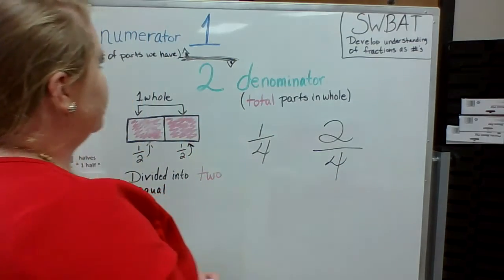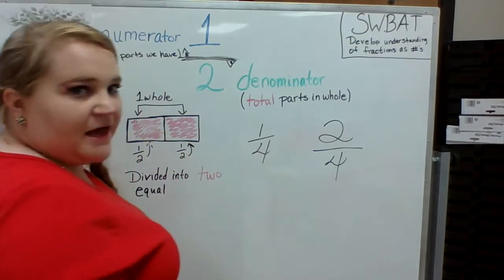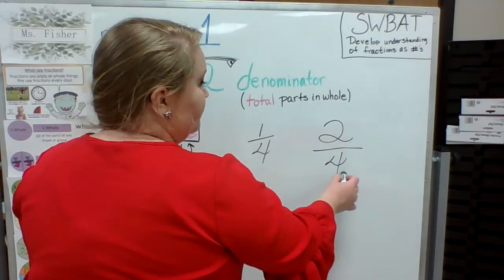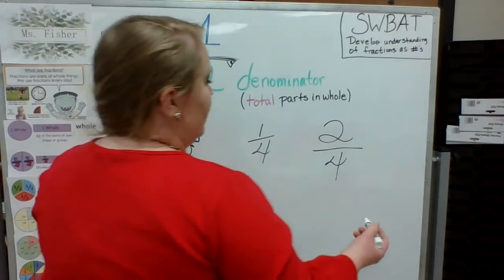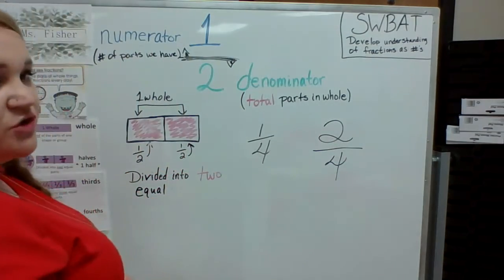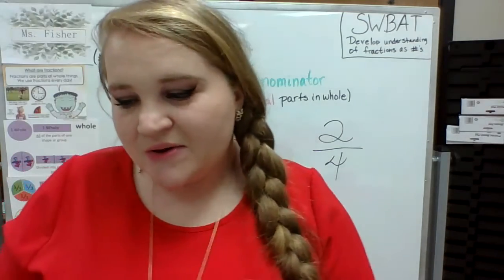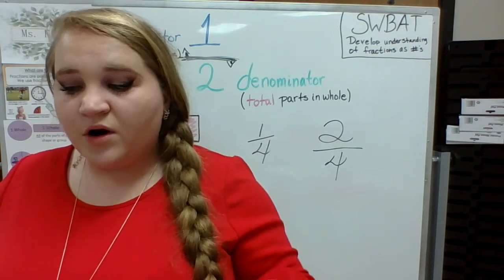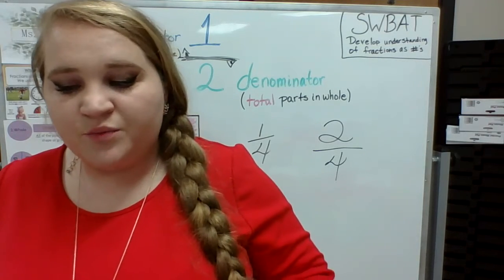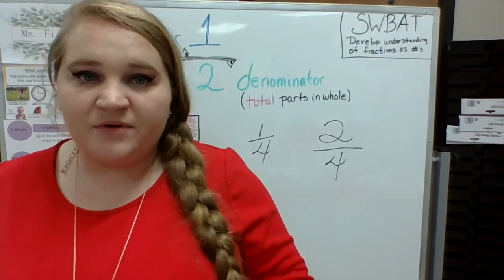So your sister ate 2 parts of the pizza, but you had 4 pieces of pizza total. Okay? So she ate 2/4 of the pizza. So whenever you have more than one part of a whole, write the number of parts that you have in the numerator, and that's the number that you write on top of the fraction bar.